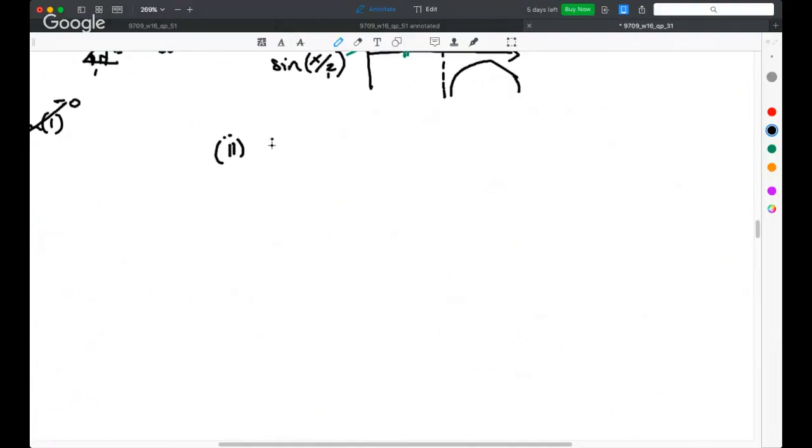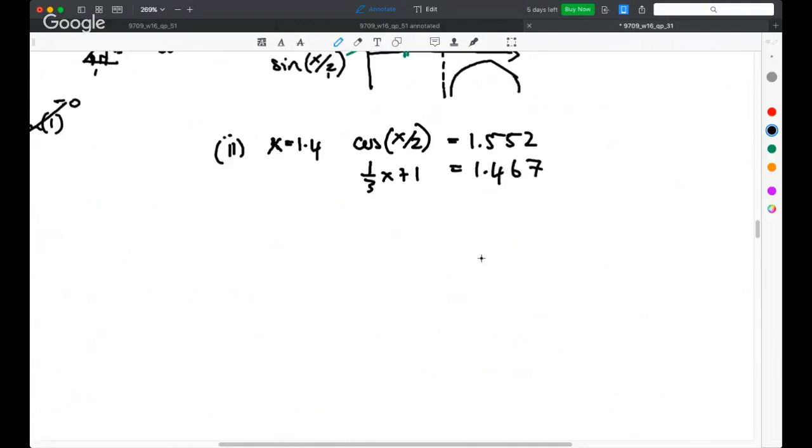So let's say x is equal to 1.4. The cosec of x over 2, you can just do in your calculator, is 1.552. And 1/3 x plus 1 is 1.467. So we can see that it's not perfect. Let's try x is equal to 1.6. This is cosec, sorry, not the cosine. This gives us that the cosec of x over 2 is 1.394, and 1/3 x plus 1 is 1.533.